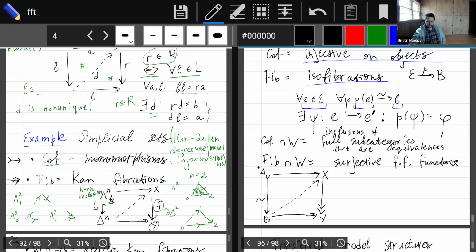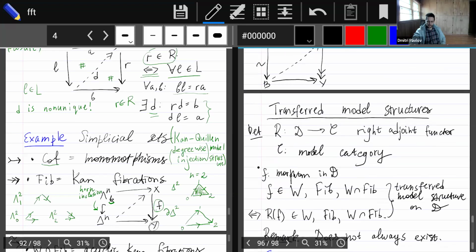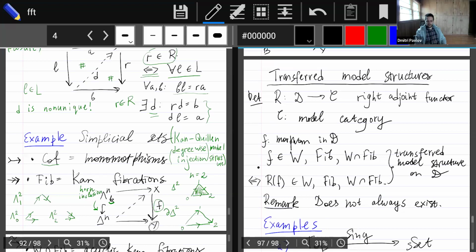Let me finish for today with a brief mention of how model structures can be constructed in practice. I'm not going to comment on how to construct or prove the existence of a model structure on simplicial sets, which is something you must prove. Of course, I only constructed the classes of maps for you, but I didn't prove any properties for you. And of course, this is not entirely trivial.